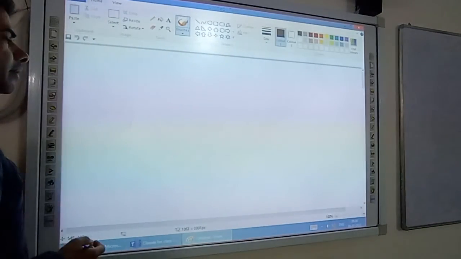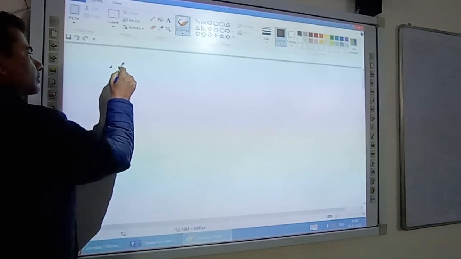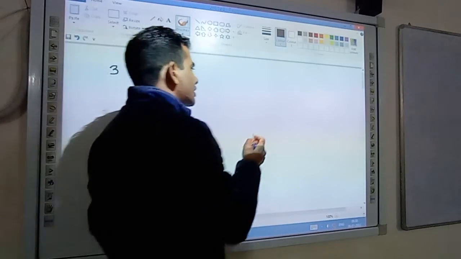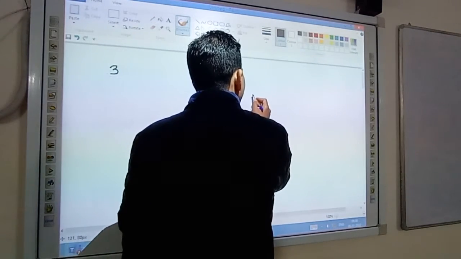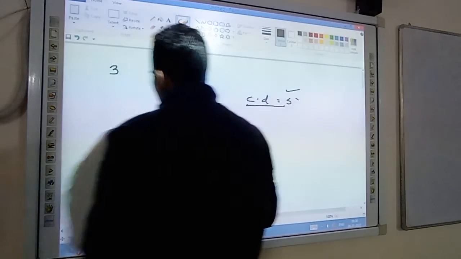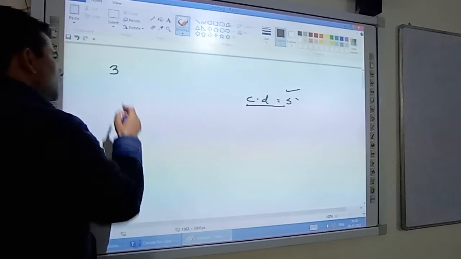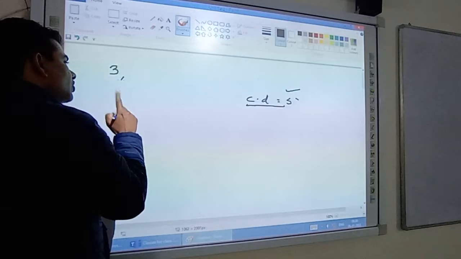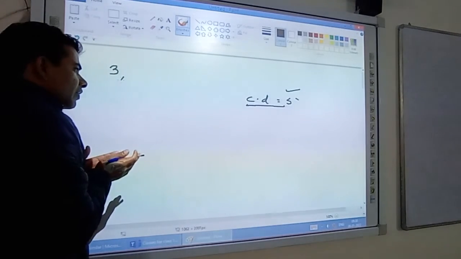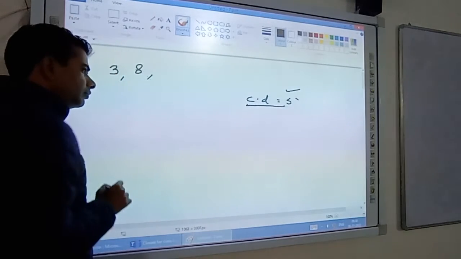I am giving you an example. The first term is 3 and the common difference is 5. How can we obtain the next term? If the first term is 3, we will add the common difference to the first term and we will obtain the next term. 3 plus 5 is 8.